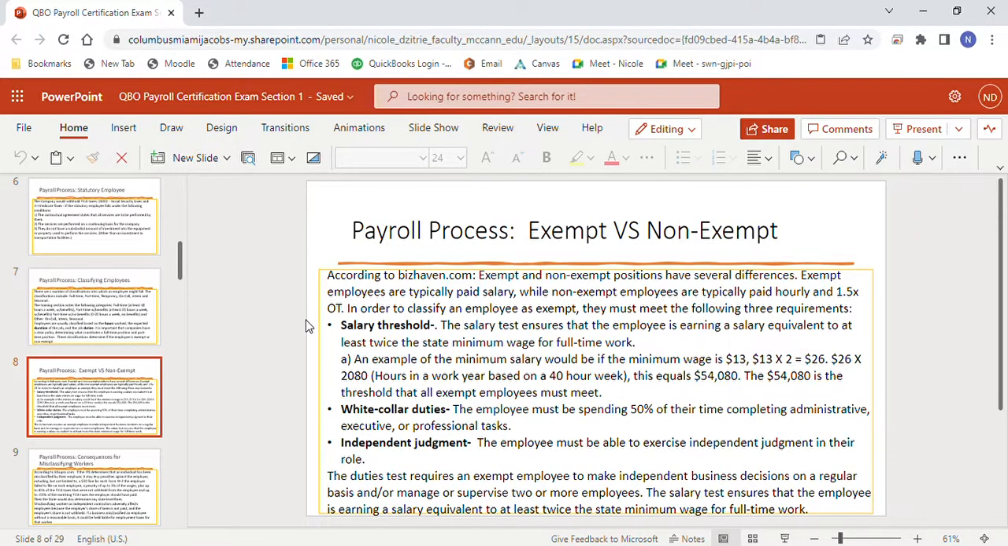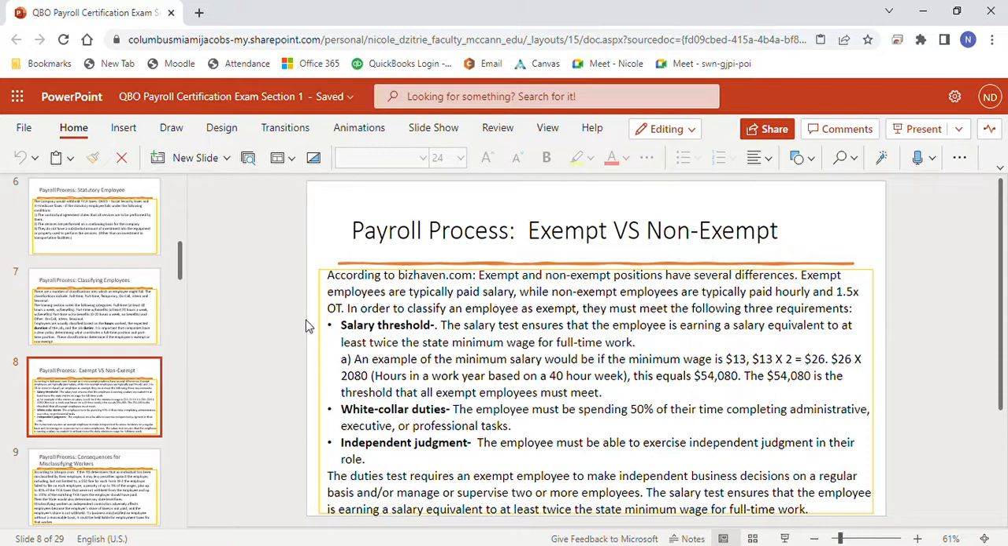In order to classify an employee as exempt, they must meet the following 3 requirements. The salary threshold. The salary test ensures that the employee is earning a salary equivalent to at least twice the state minimum wage for full-time work. So as an example, what if the minimum wage for that state is $13? If it's $13, you'd say 13 times 2 is 26, and then you'd multiply that by 2,080 hours. That's normally how much you'd make in a year. So that'd be a 40-hour work week. So 2,080 times 26 gives you $54,080. So that would be the threshold to make you qualify as an exempt employee.